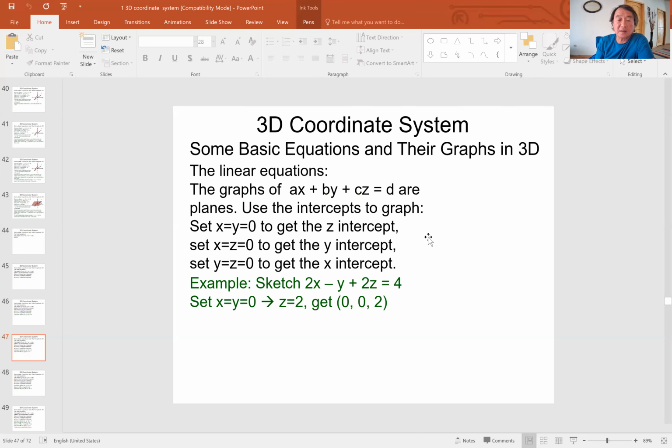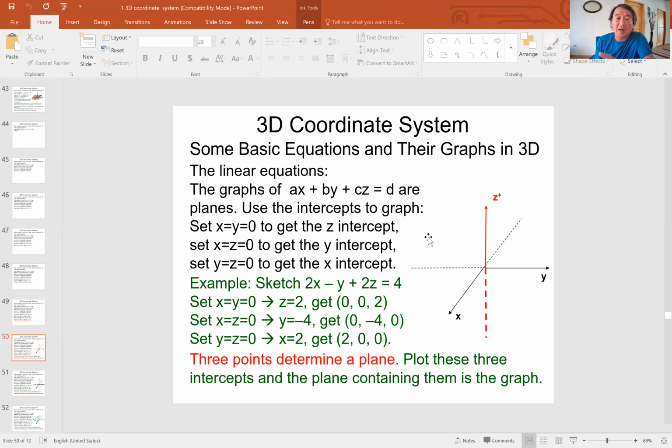So for example, if I set x and y to 0, I get z equal to 2, and so on. I set x and z equal to 0. I can plot these 3 points, okay?